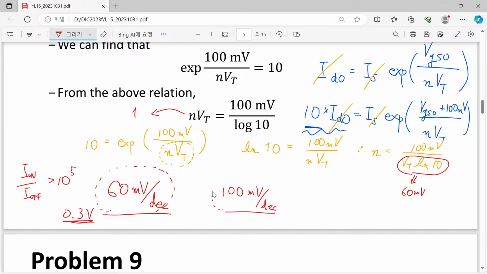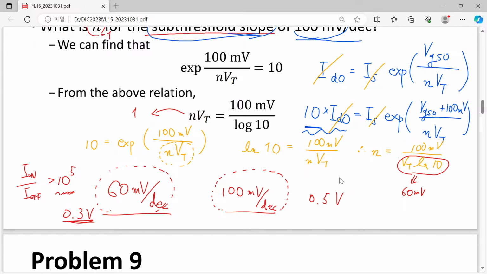And if we have 100 millivolt per decade subthreshold slope, which is a degraded one, then in order to achieve a certain value, in this case 10 to the 5, we need 0.5 volt. So are you with me? In order to get the same on and off ratio, if you have a worse or degraded subthreshold slope, then your voltage spacing should be high.